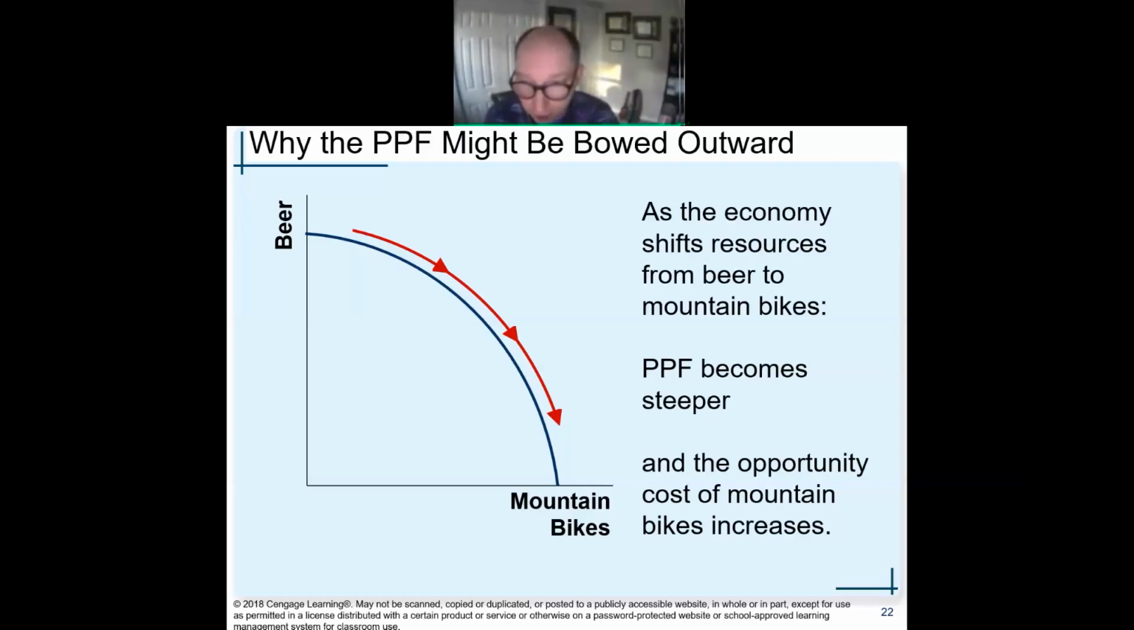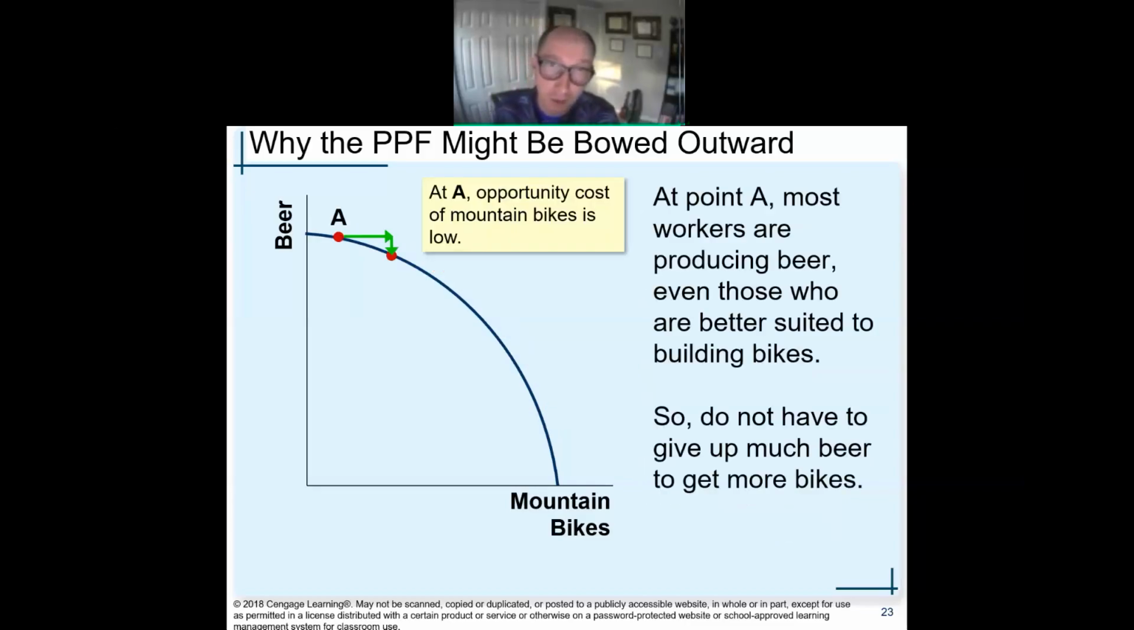And the opposite is also true during the other months. But when this shift happens, the PPF line becomes steeper, which means the opportunity cost to produce an additional mountain bike increases. So a couple of points here. Point A represents the opportunity cost of a mountain bike. It's low at the top of the slope because there's a much lower gradient. Workers produce more beer when those are better suited to building mountain bikes. Makes sense.